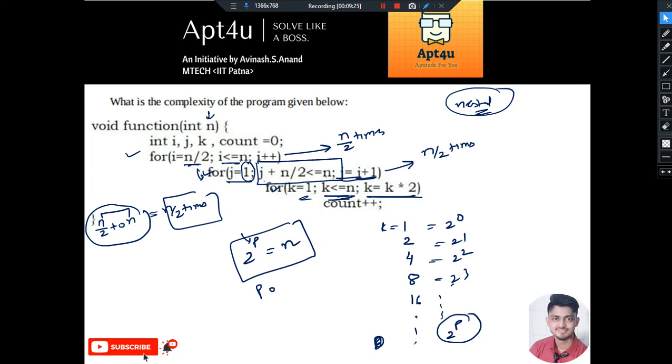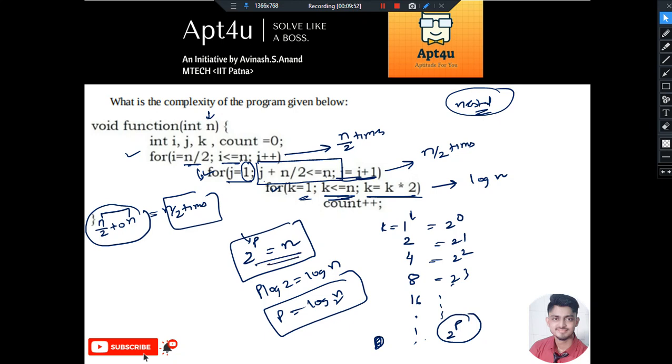Applying log on both sides, p log 2 is equal to log n. p is equal to log n base 2, which means how many times did this loop get executed? Log n times. Getting the point? What we assume is that the last time the loop gets executed, the value here will be some power 2 power p. At that time it will stop, that means 2 power p is equal to n.